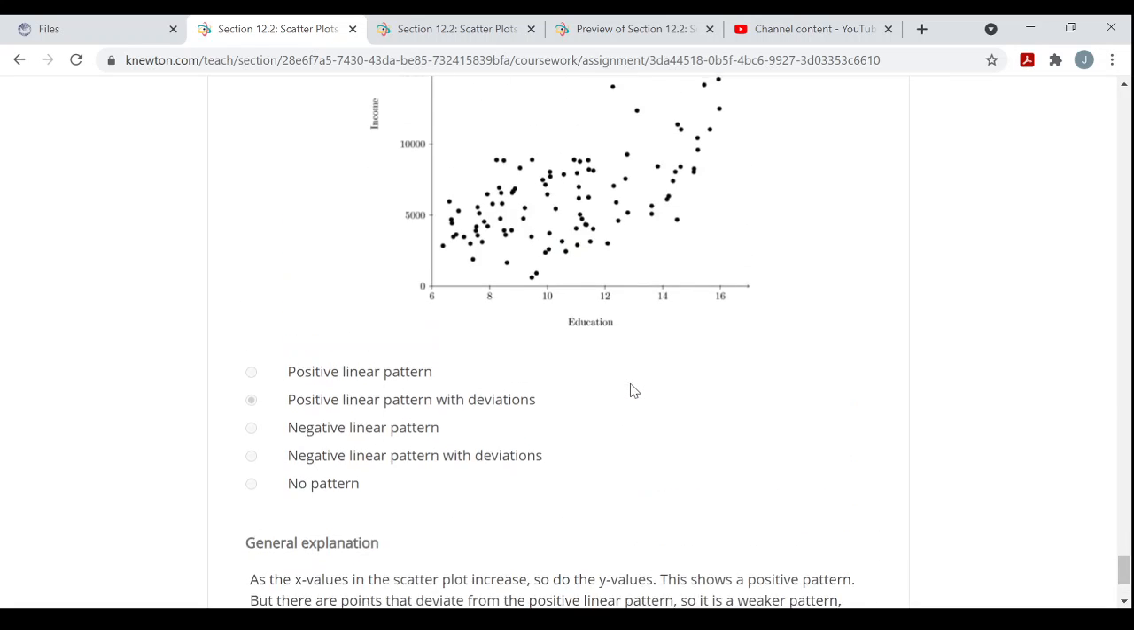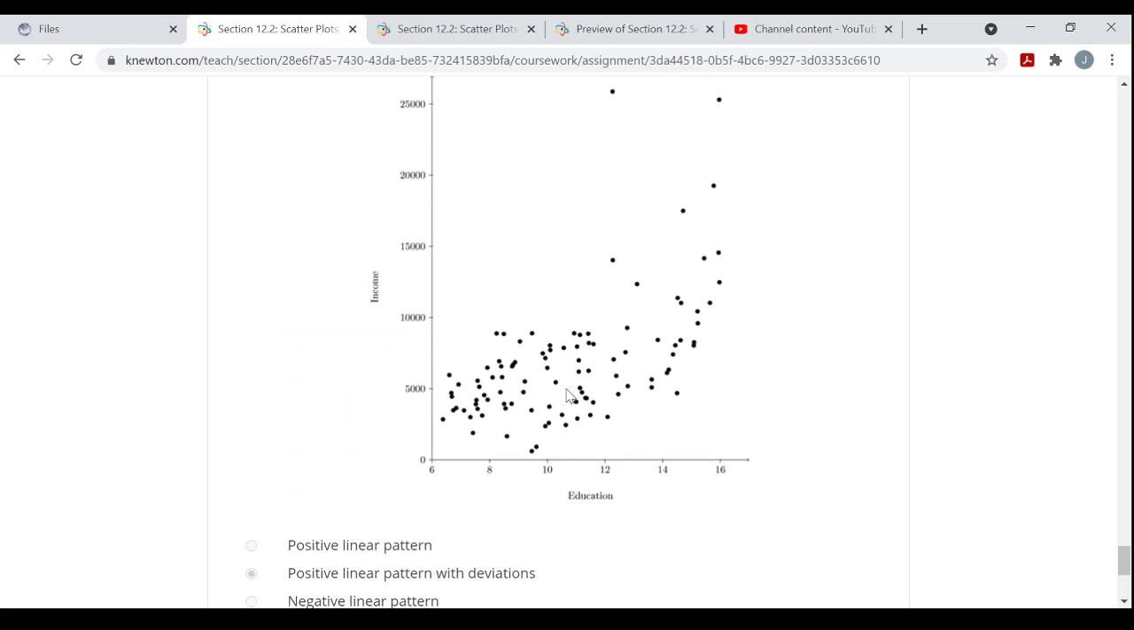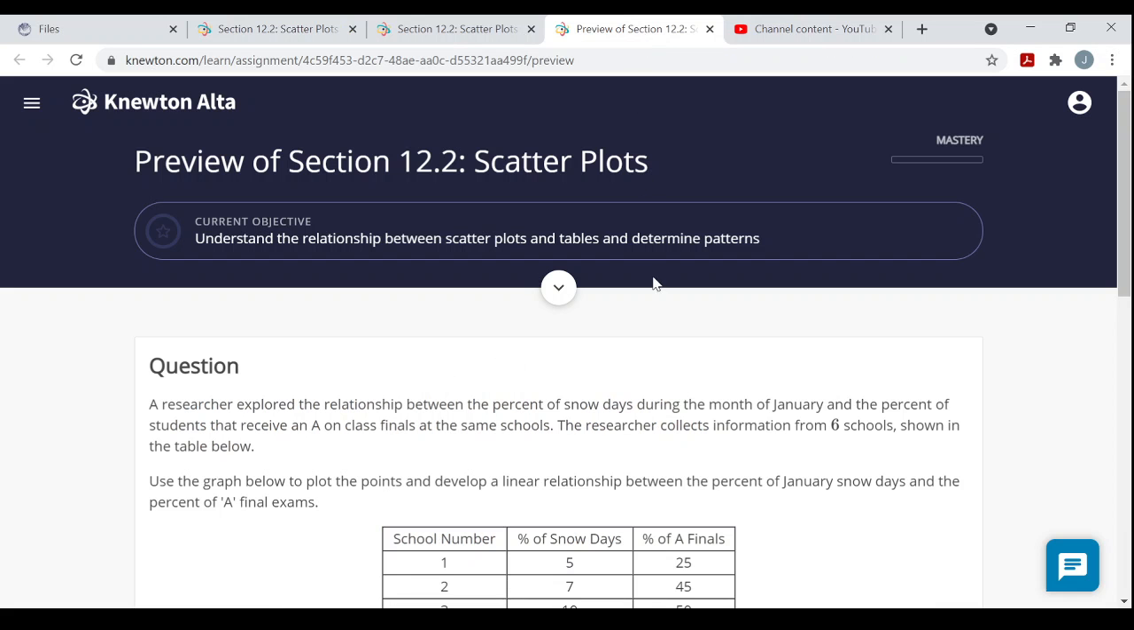They mentioned it's weaker, but it's still positive and linear, because the points are tending upward as you move to the right. And if the points are tending downward as you move to the right, then you'd say it has a negative linear relationship. How strong or weak that is depends on how many deviations there are, how jumbled the points look. All right, so hopefully that made sense.